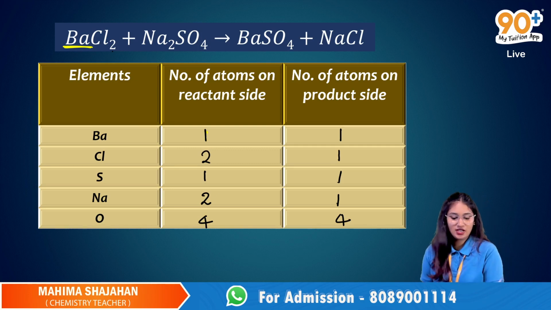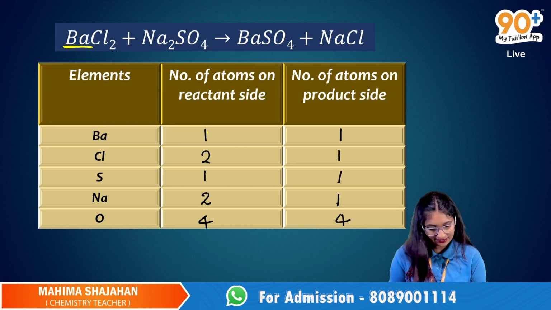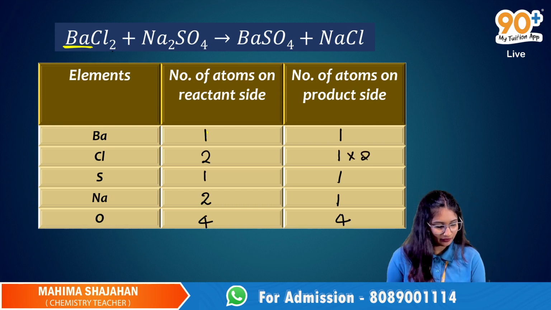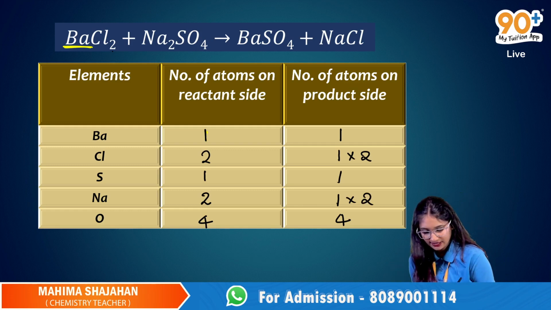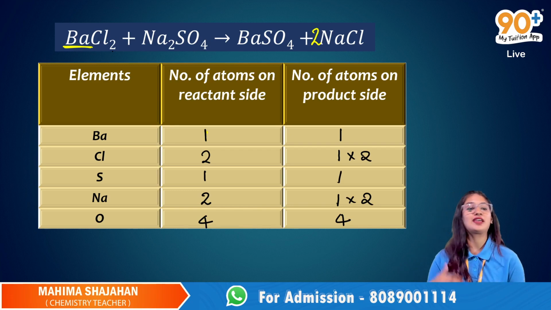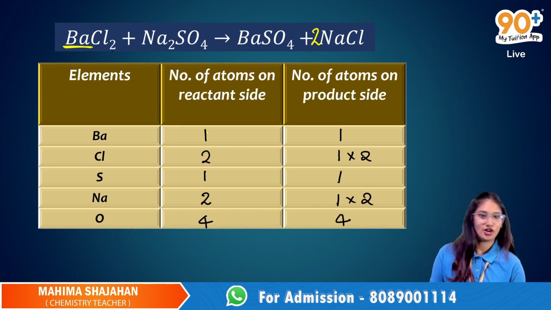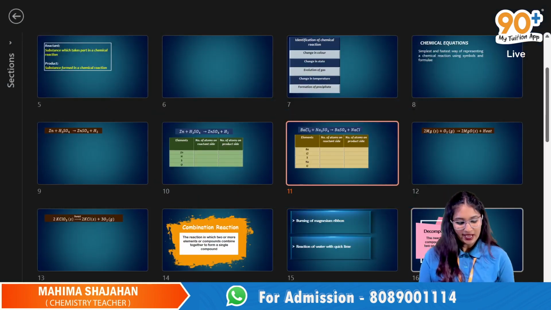Okay, so here only 1. How will I make it 2? I'll just multiply it with 2, right? Yes, that's it. So I will multiply here with 2 and here also with 2. So here, once we put a 2 before NaCl, the reaction is balanced. That's all. Okay, check the number of atoms and we will balance it accordingly. Is it clear? Yes. Now let's move to the next topic.